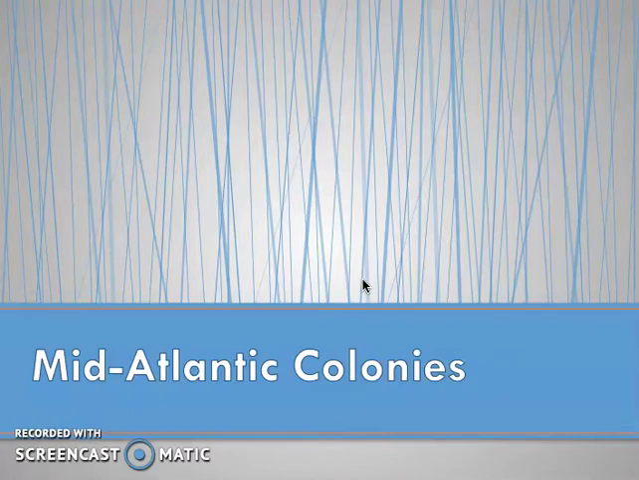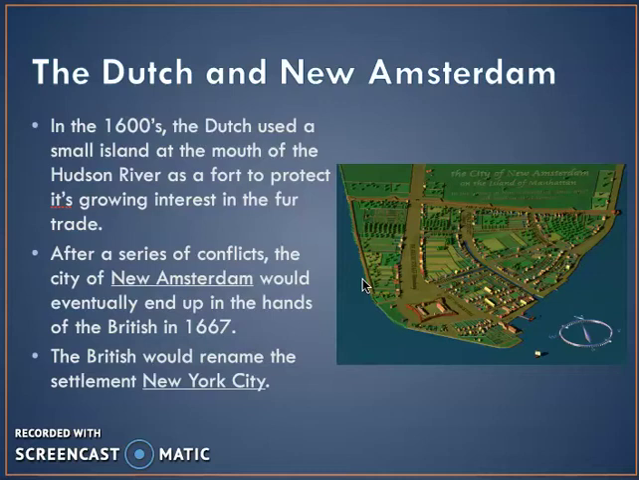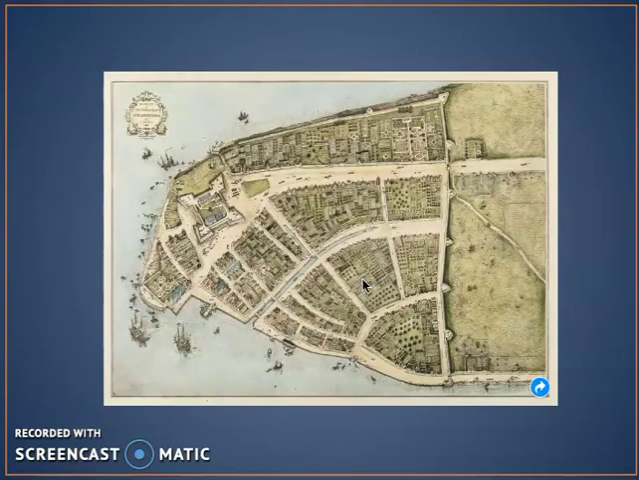All right, and then we're going to get back to the mid-Atlantic colonies. So Dutch and New Amsterdam. It says in the 1600s, the Dutch used a small island at the mouth of the Hudson River as a fort to protect its growing interest in the fur trade. Okay, so after a series of conflicts, the city of New Amsterdam is eventually going to end up in the hands of the British, and that is 1667. Now, the British are going to rename the city New York City. Okay, so this is how New York becomes a thing. This is important when you're looking at New York. This is like the setup of New York.